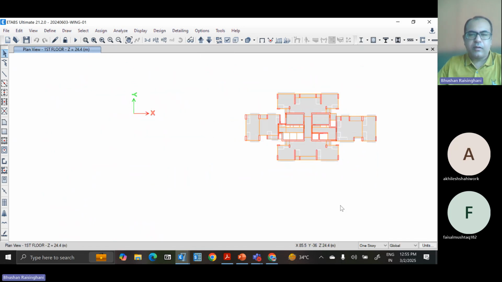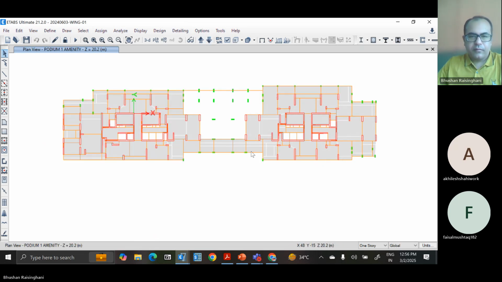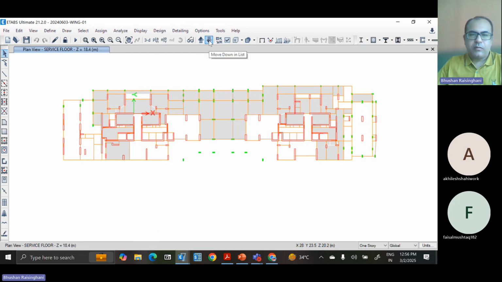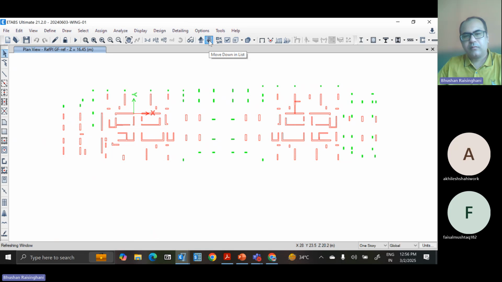So this is the tower area. And this starts the podium level, where it is connected at one floor above ground. And there is a swimming pool in the white portion here. Below that, there is parking. Okay, so that way.